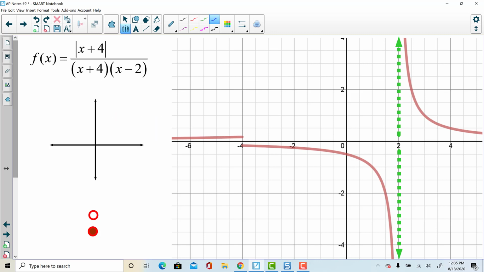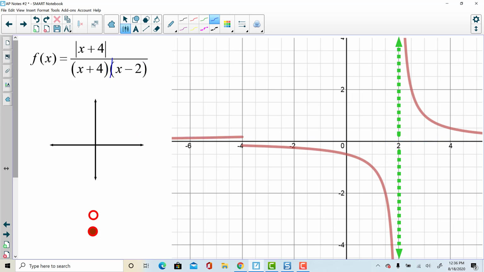Okay, so basically, just as a review, this was 1 over x. Because of this, we went right 2. So our vertical asymptote was at x equals 2. Now you don't see it, but there's actually a horizontal asymptote. It's the x-axis, so that'd be y equals 0.